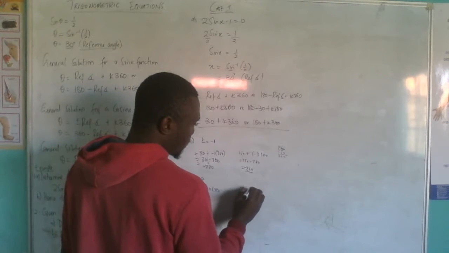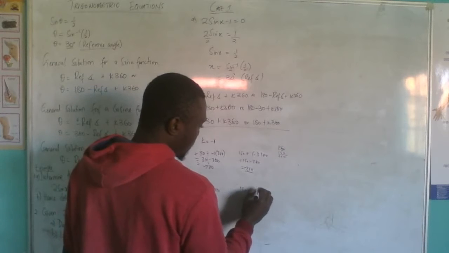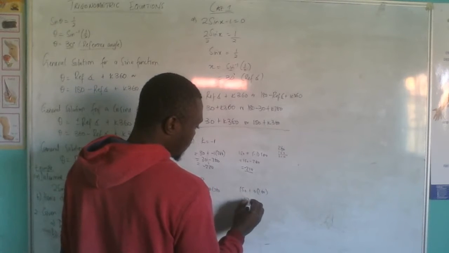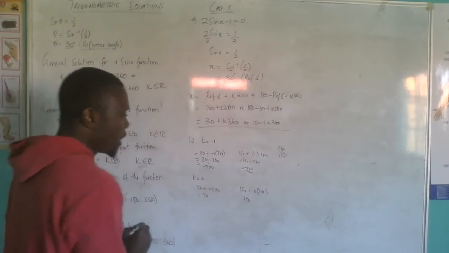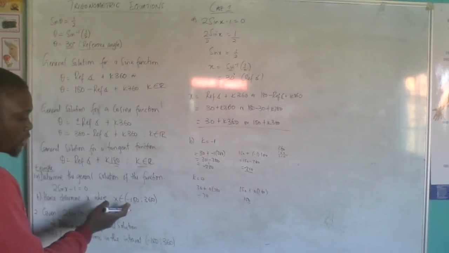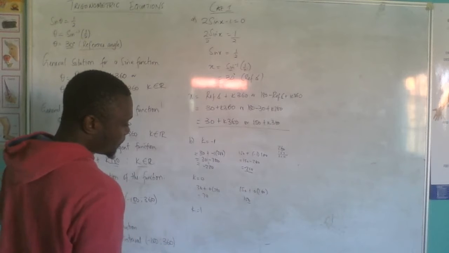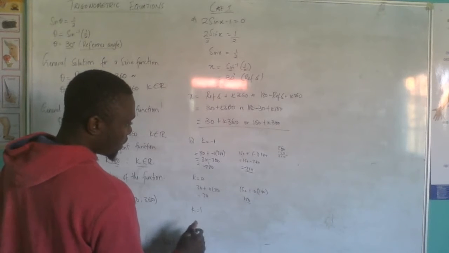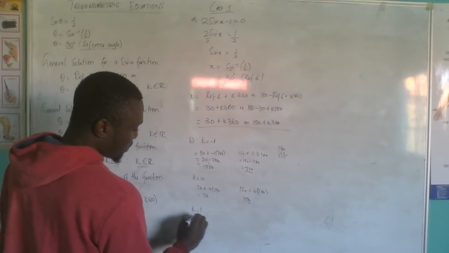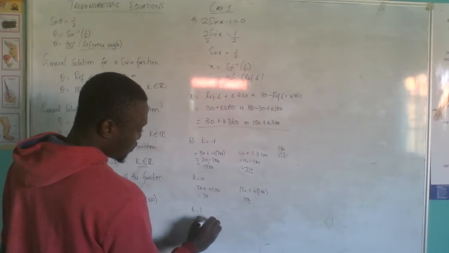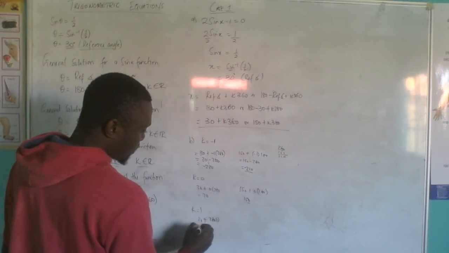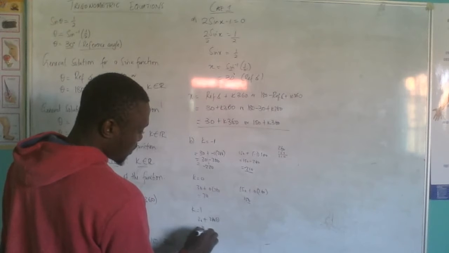And then 150 plus 0 times 360 will still give me 150. So these two angles are still in that range. Then moving to k equals 1. If k is 1, then 30 plus 360 times 1 gives me 390.